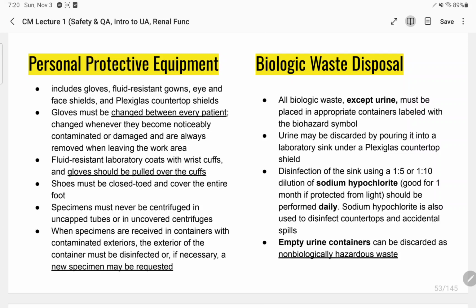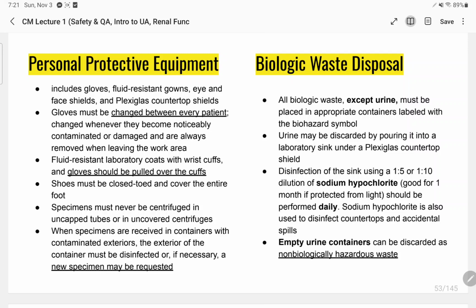Okay? And you should disinfect daily. I think what is commonly done is at the start of the shift and at the end of the shift, you should do dusting. Some use sodium hypochlorite, others use Lysol. Your sodium hypochlorite is also used to disinfect countertops and accidental spills. For spills, we can still use sodium hypochlorite.